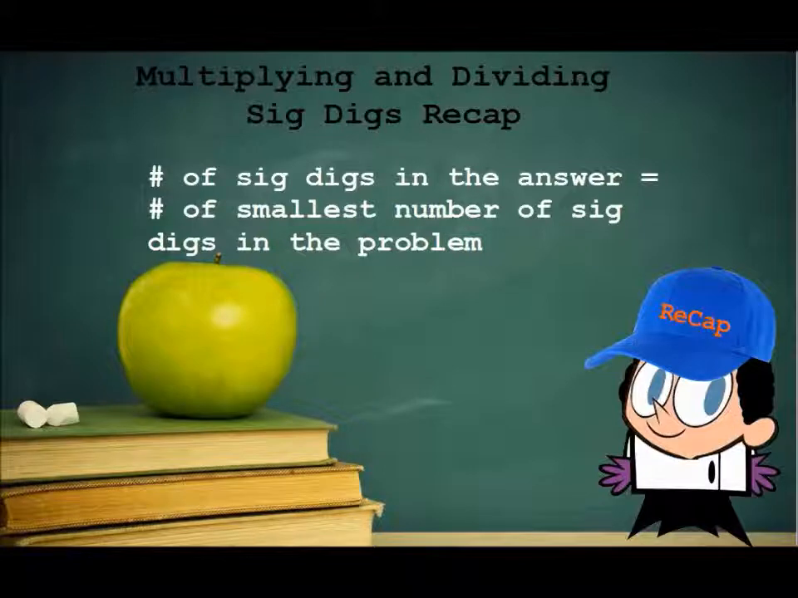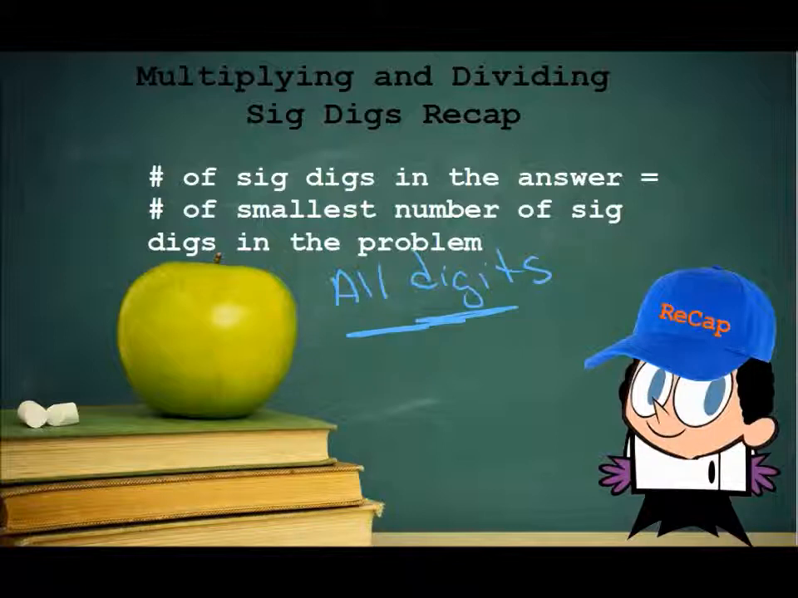So let's look at this one more time. Make sure that you understand what we've been looking at, what we're saying. Multiplying and dividing sig digs is different. Don't ask me why, because I don't know. I didn't make the rules. From adding and subtracting, we're going to count all digits to find the number of sig digs to use, not just in the decimal. And we're going to use the smallest. That's the thing that's the same.